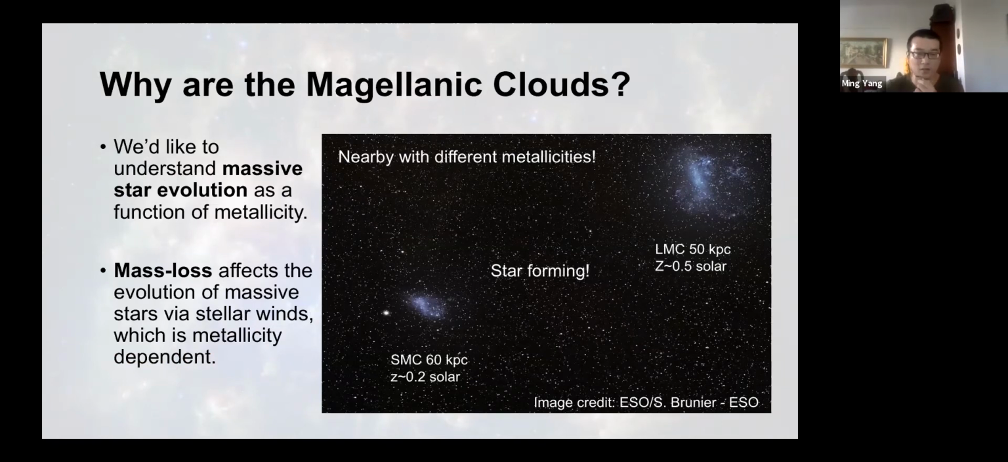So why the Magellanic Clouds? First, obviously, they are very nearby, so we can resolve individual stars. Second, they have different metallicity than the Milky Way. And also they are currently forming stars. So it makes a perfect lab to study evolved massive stars.